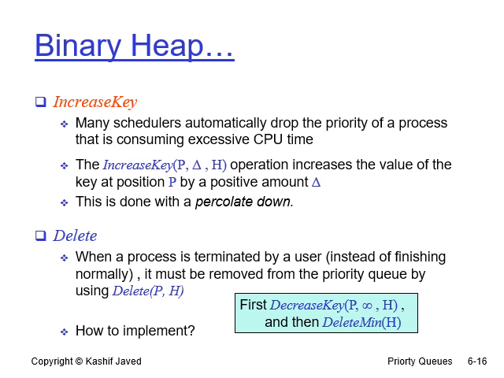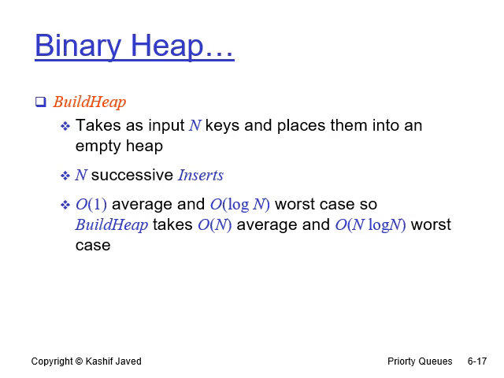So basically, whenever we open the task manager on our Windows system, select a certain process and end it abnormally, this function is being invoked. So this is the usage of these three functions. Now let's move on to the next function, build heap. Build heap takes as input n keys and places them into an empty heap.